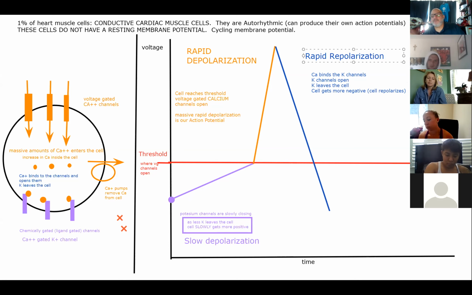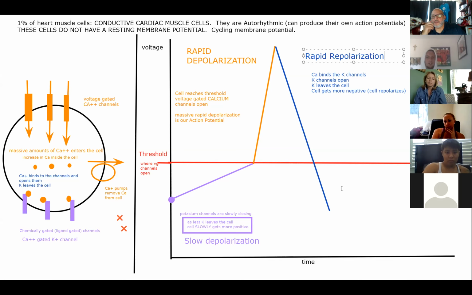The actual timing of these, we're talking about fractions of milliseconds. So the timing isn't quite as important, but it is fast. It is a rapid repolarization, similar to the speed of the depolarization. All right.